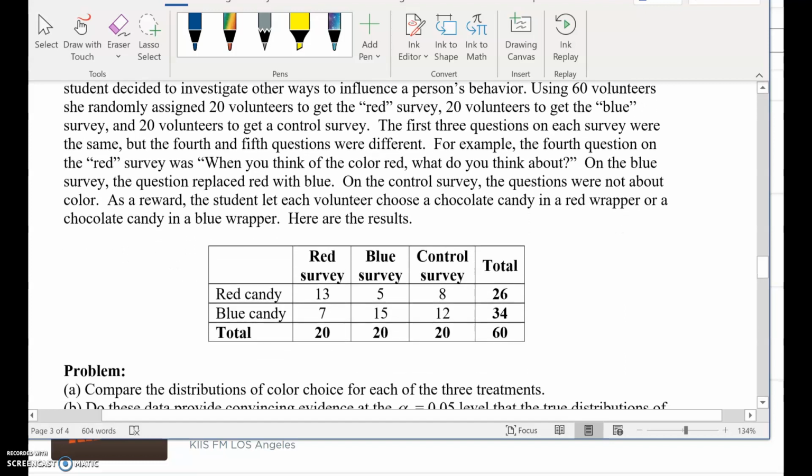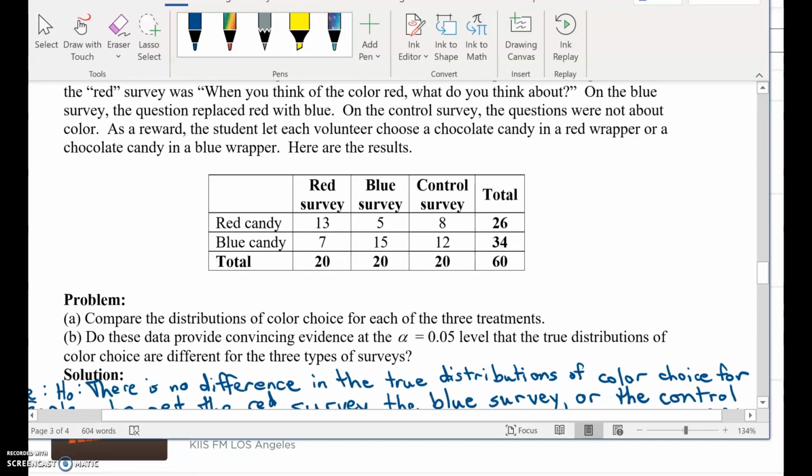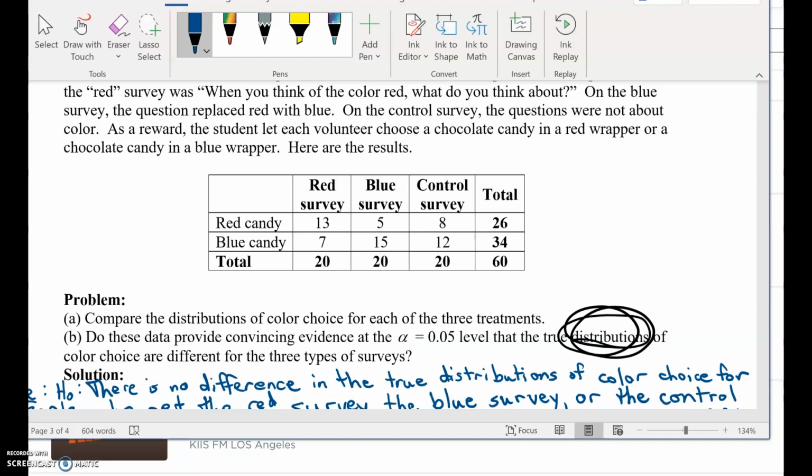What color candy did they choose? So here are the results: red, blue. Of the 20 people that took the survey with the question about red, 13 chose the red candy, 7 chose the blue candy, and so on. Do these data provide convincing evidence that the true distributions of color choice are different for the 3 types of surveys? True distributions. So we're talking about distributions.